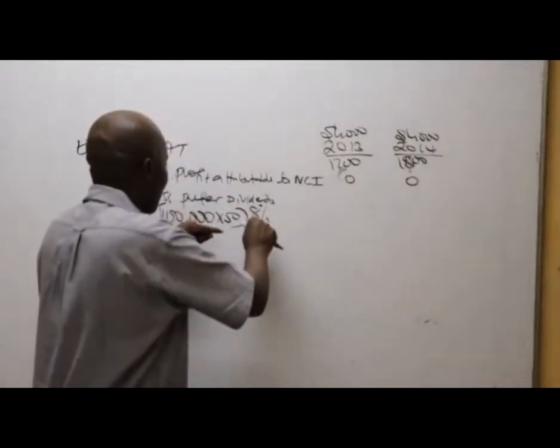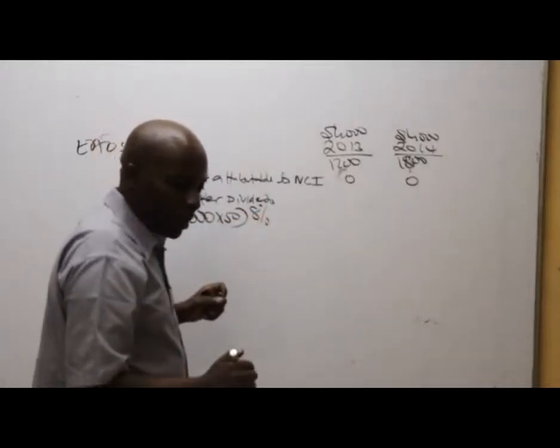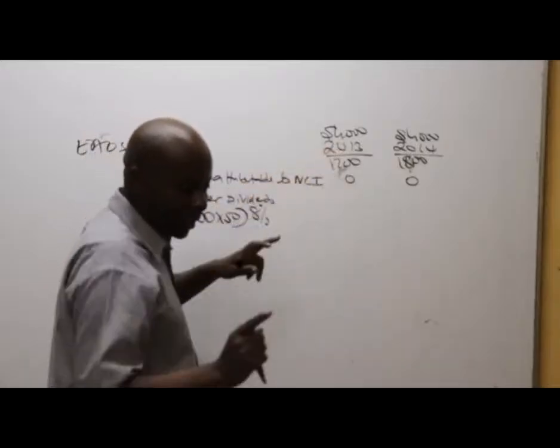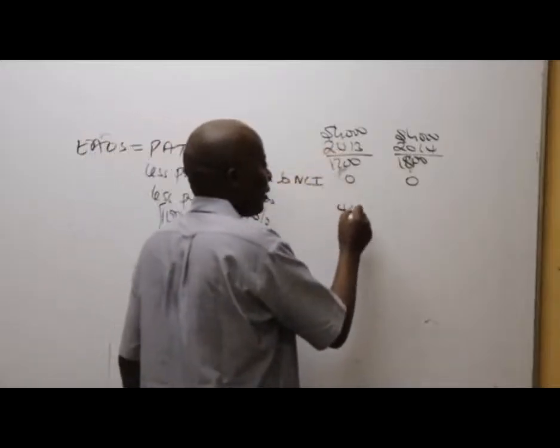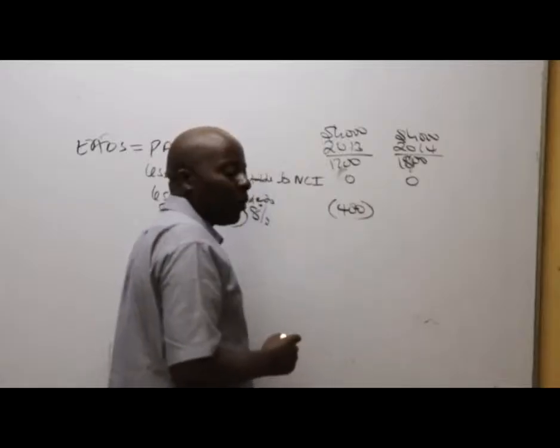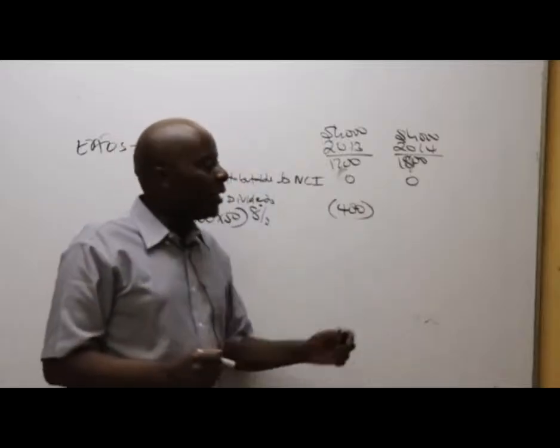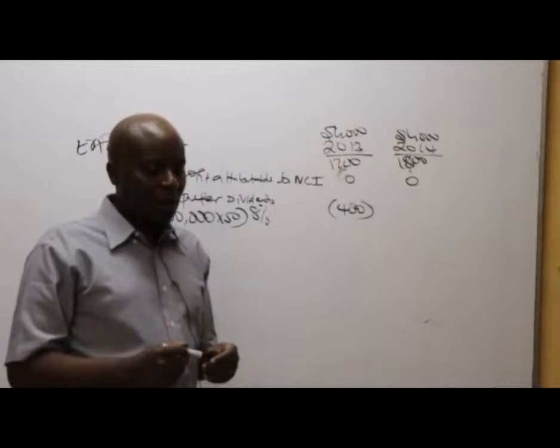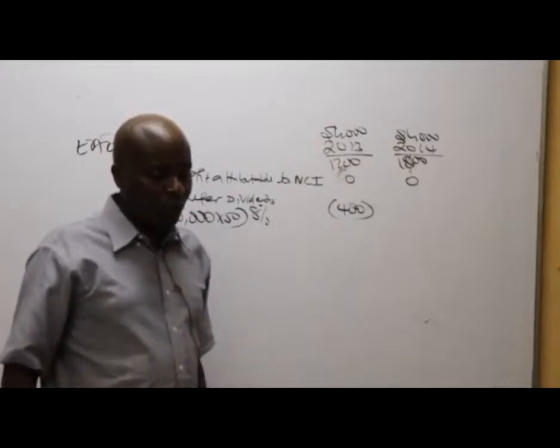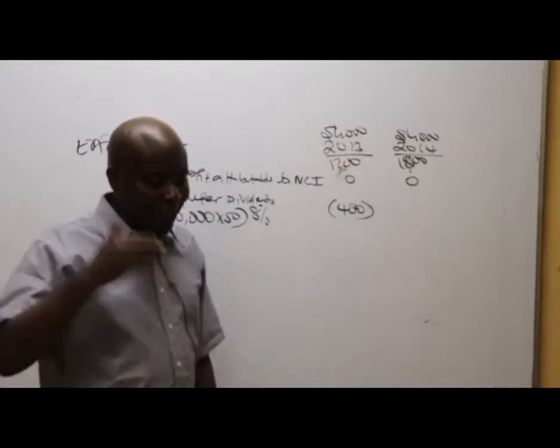So what is 8% of 5 million? Remember, my figures are in shillings thousand. Please cut 3 zeros. So it's 400. Now, what do you think about preference dividends in the year 2014? In the year 2014, it's quite straightforward.